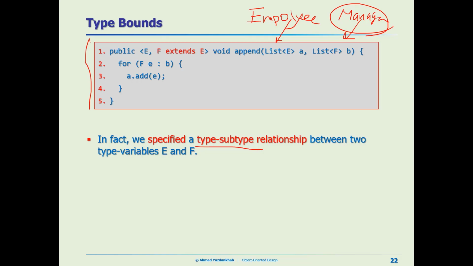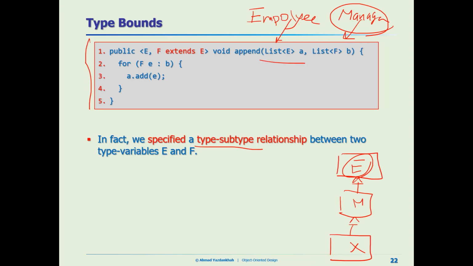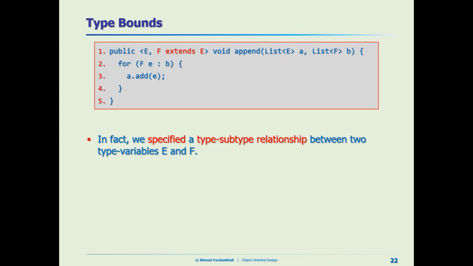For example, if the employee is here and if the manager is here, and if we have something, let's say, whatever, we don't care, X here, we can pass the E here and the X here, because this is saying that all of the subclasses relationship should work. All right, fantastic.